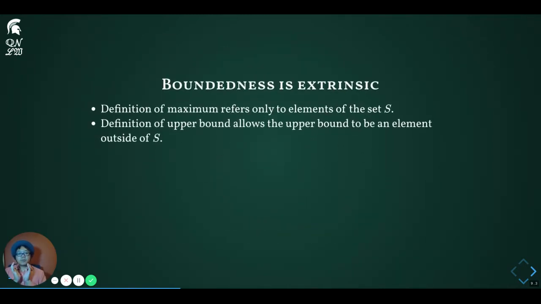The main conceptual difference between maximum and upper bounds is that maximum is intrinsic and upper bounds are extrinsic. When talking about the maximum and minimum of a set S, we only consider elements in the set S. When talking about upper bounds and lower bounds, we allow elements that are not in S.